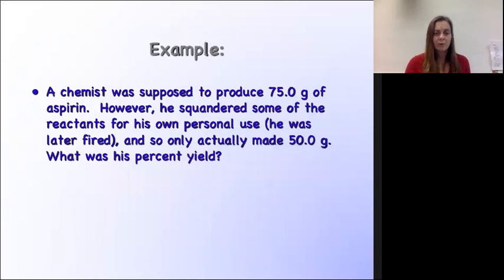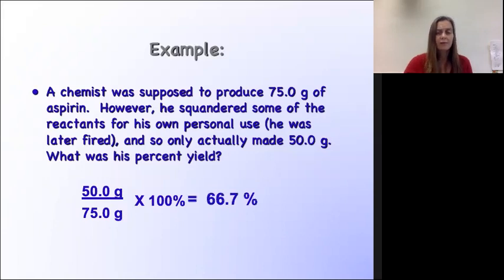So let's do a sample problem. In our sample problem, our chemist had enough material to make 75.0 grams of aspirin. However, he squandered some of the reactants for his own personal use. This is not a good idea. It's how you get fired from labs. And he actually only made 50 grams. So what was his percent yield? We're going to take the actual yield, the 50.0 grams, divide it by the theoretical yield, 75.0 grams, and multiply by 100%. And we're going to find that this chemist made 66.7% yield. For aspirin, honestly, that's not a bad yield. However, that's another problem.